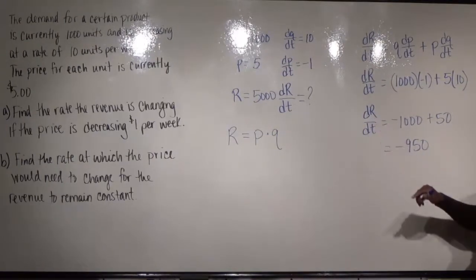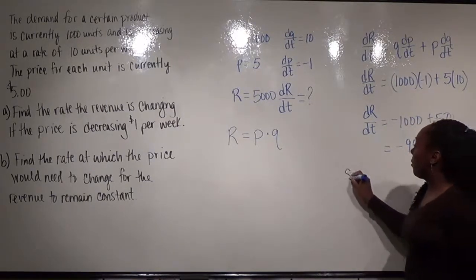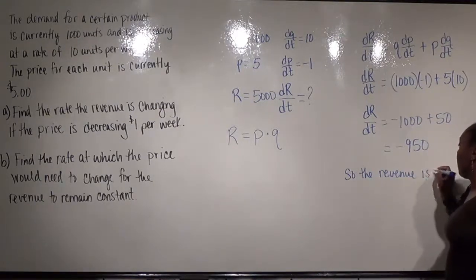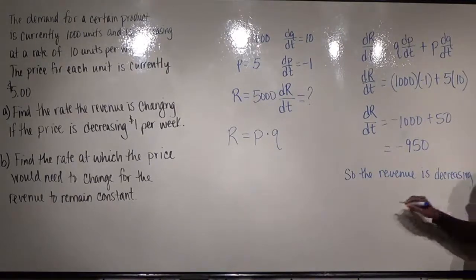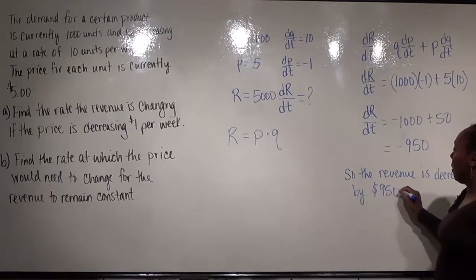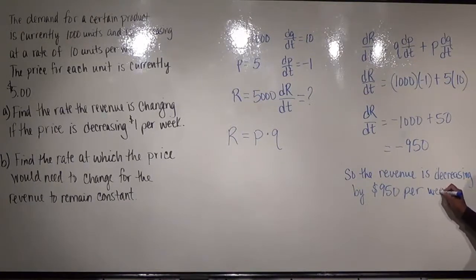Again, to put our units on this, we need to remember what these things mean. So revenue is usually in dollars. Let's just rewrite it. So the revenue is decreasing, that's the negative, by $950. Our unit of time here is in weeks. So $950 per week is what the revenue is going to decrease at.